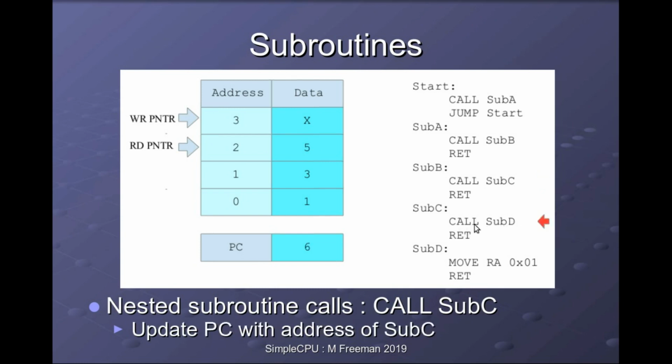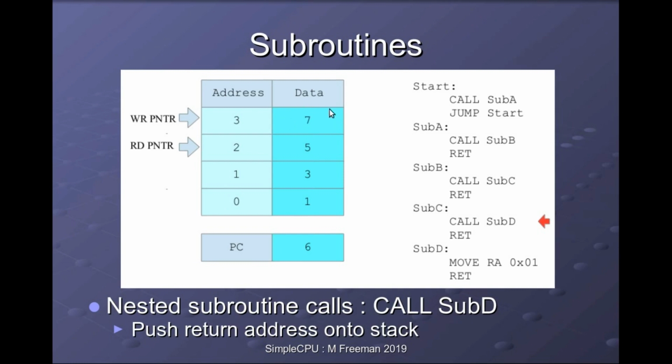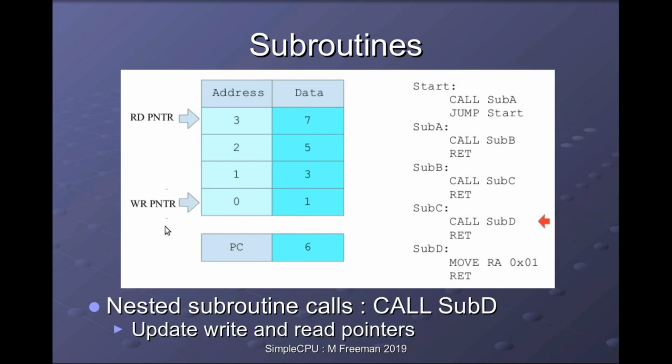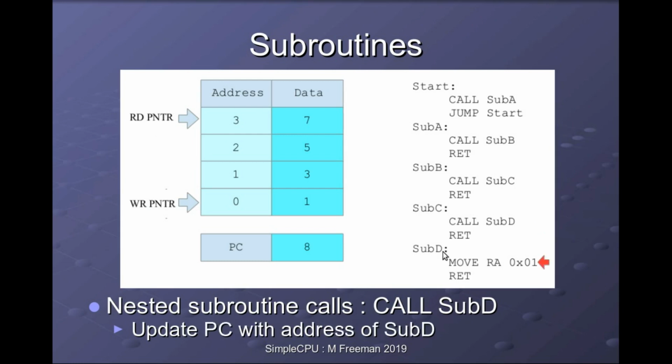At subroutine C we have another call instruction to subroutine D. So again we push onto the stack the return address, so obviously that's address 7, and then we increment the stack pointer, which wraps around to address 0, and the read pointer then obviously follows. And then we update the program counter with the address of subroutine D.